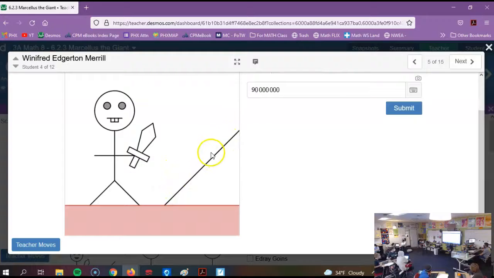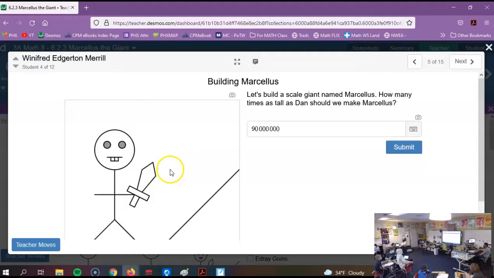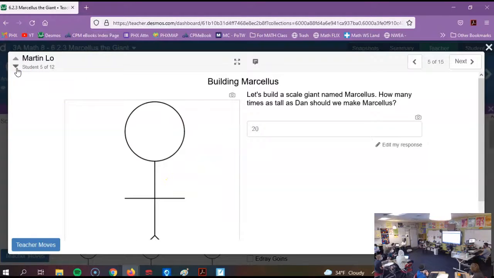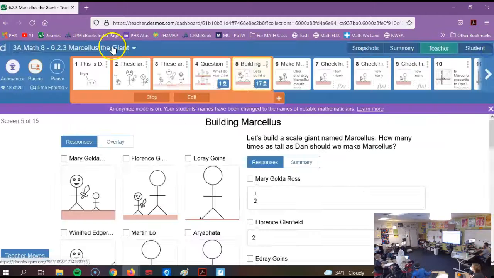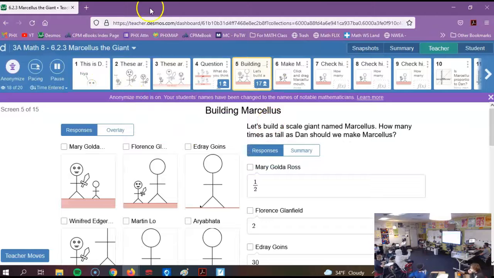So this is apparently part of Dan's foot, or part of Marcellus's foot. But like I said, I think you broke it. Oh wait, I did. I think you broke it. 20. Yeah, good. It fixed itself. All right, I'll unpause you. Yes! All right, move on. Run, child, run!